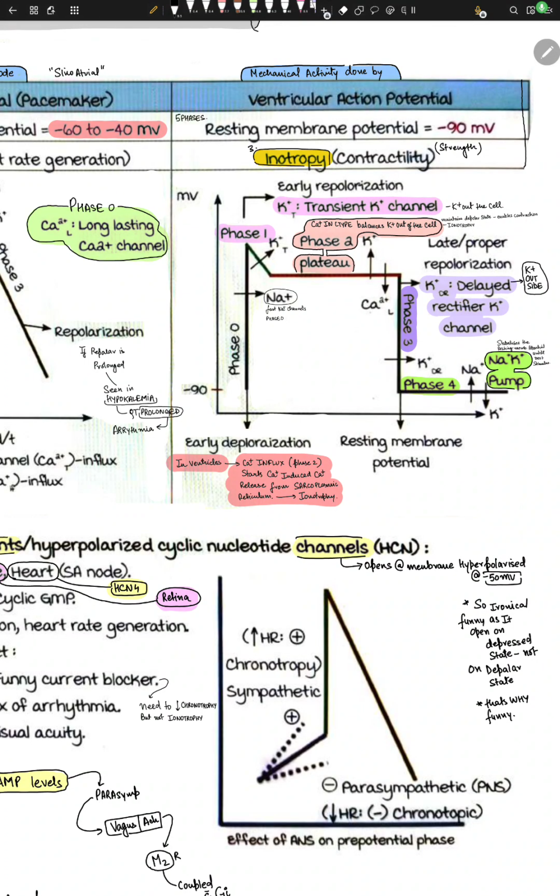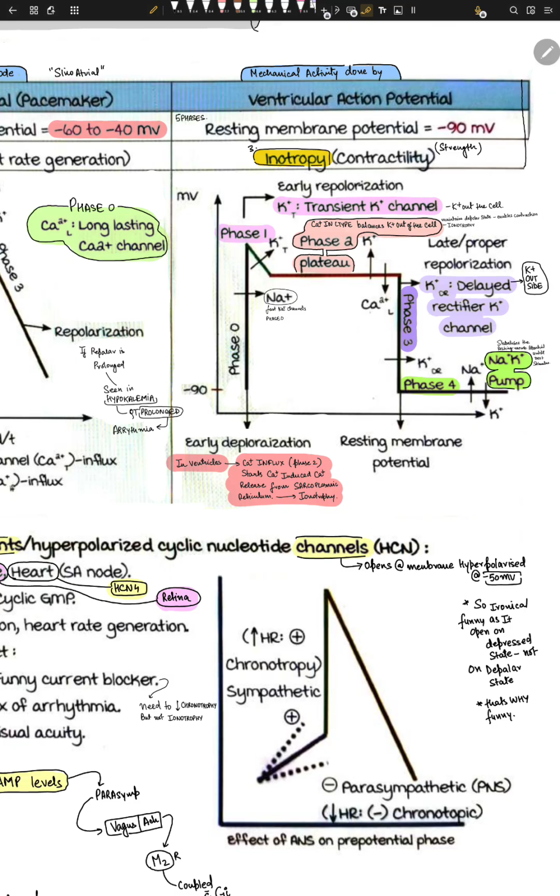Now we understand the basic difference. Now we just understand what is SA node, that is sinoatrial node. Let's try to understand the ventricular myocyte contraction.